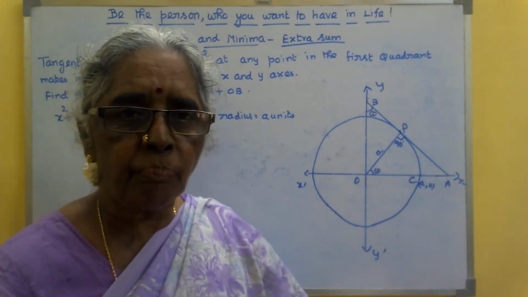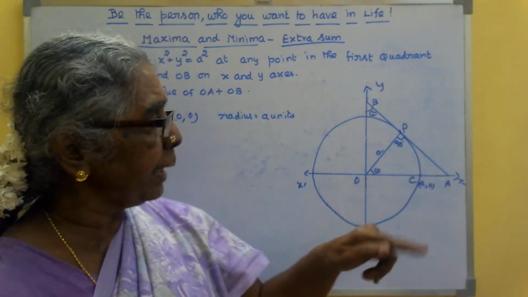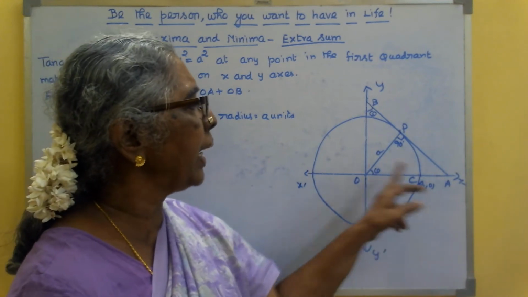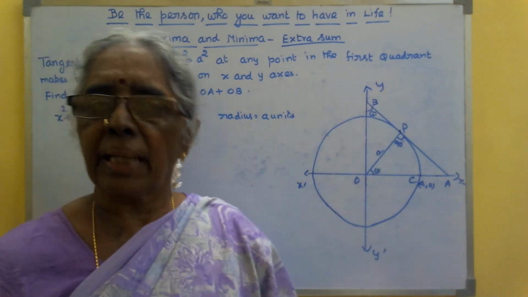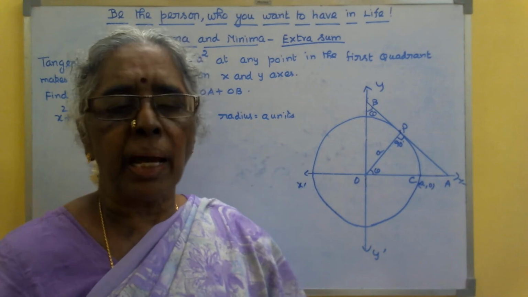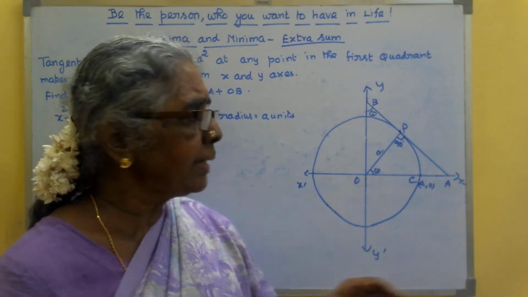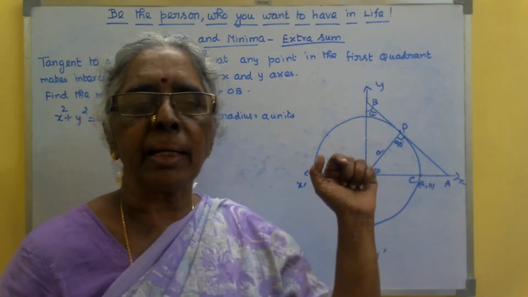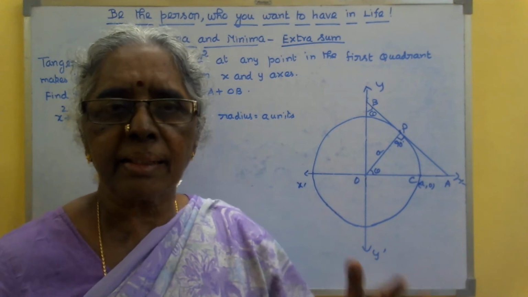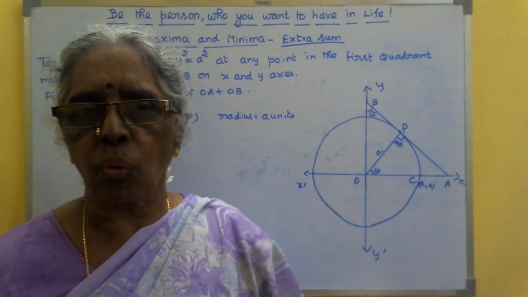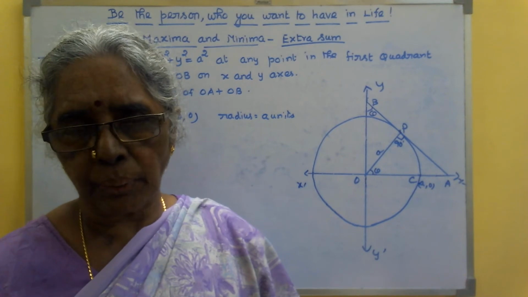Now what is the sum? I have to find the minimum value of OA plus OB. That is the sum. To do that, I should know what is that A and what is that B. Unless I know the coordinates, I cannot find what is OA plus OB and then find the minimum value, right?